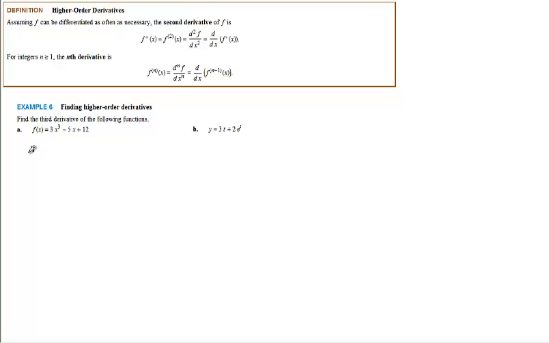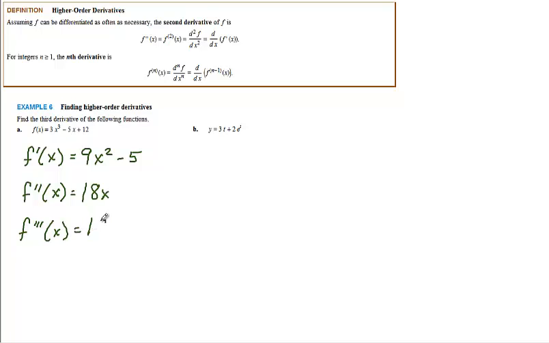If I want the third derivative, f prime, so this is the first derivative, is using my power drop rule, 3 times 3 is 9, x squared minus 5, the constant term drops. F double prime, or the second derivative, is take the derivative again, power drop rule, that would be 18x, and the constant drops. The third derivative is 18. There's the answer to the A part.